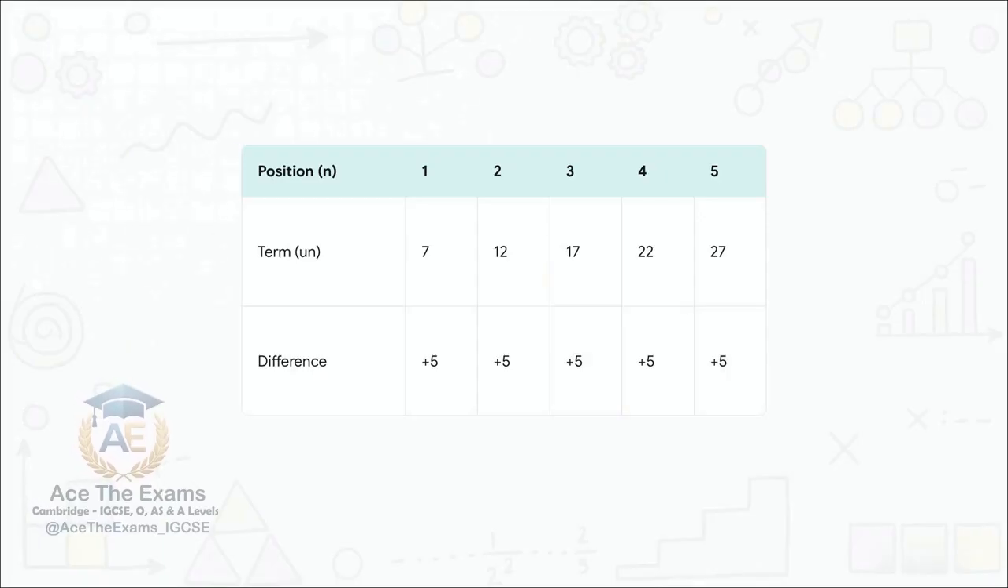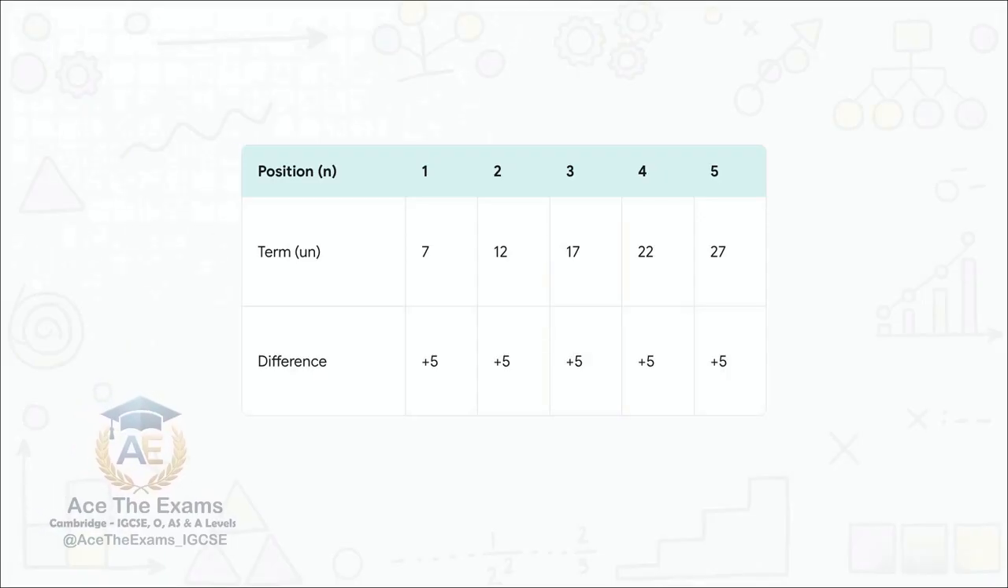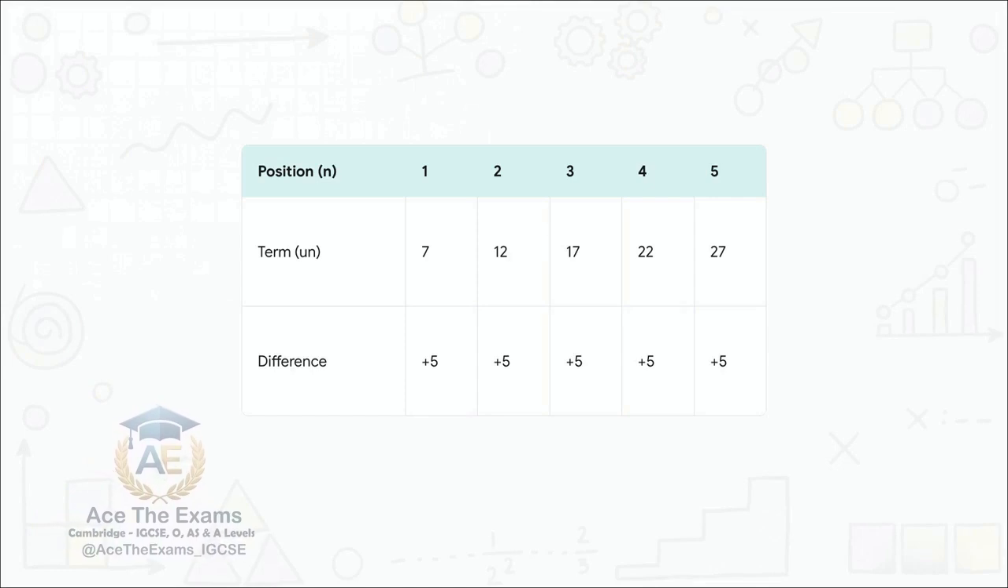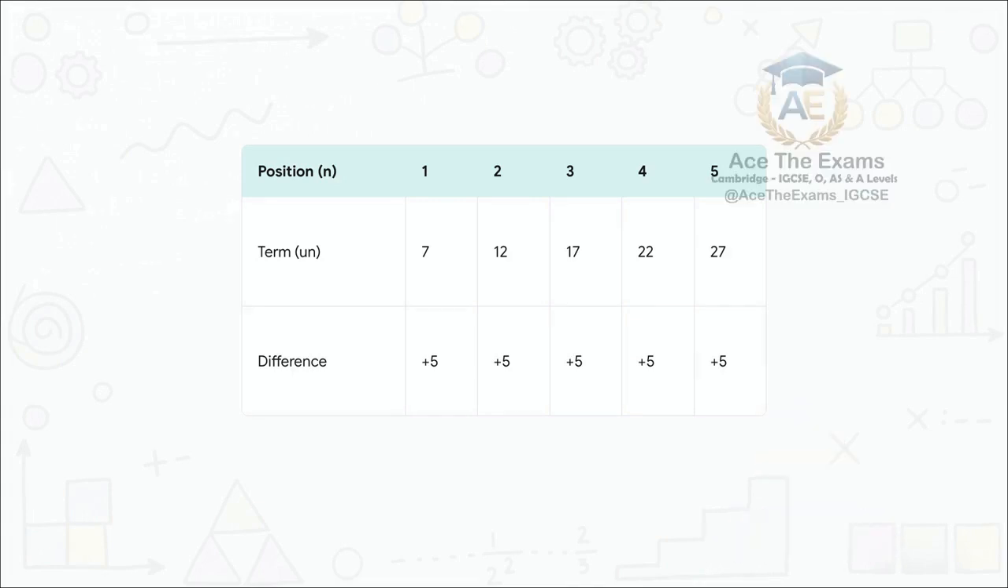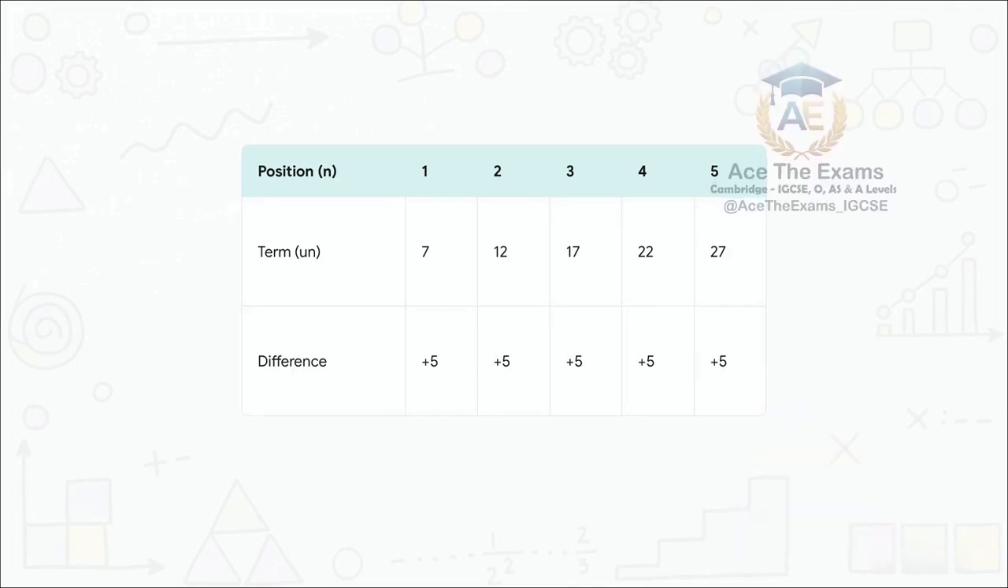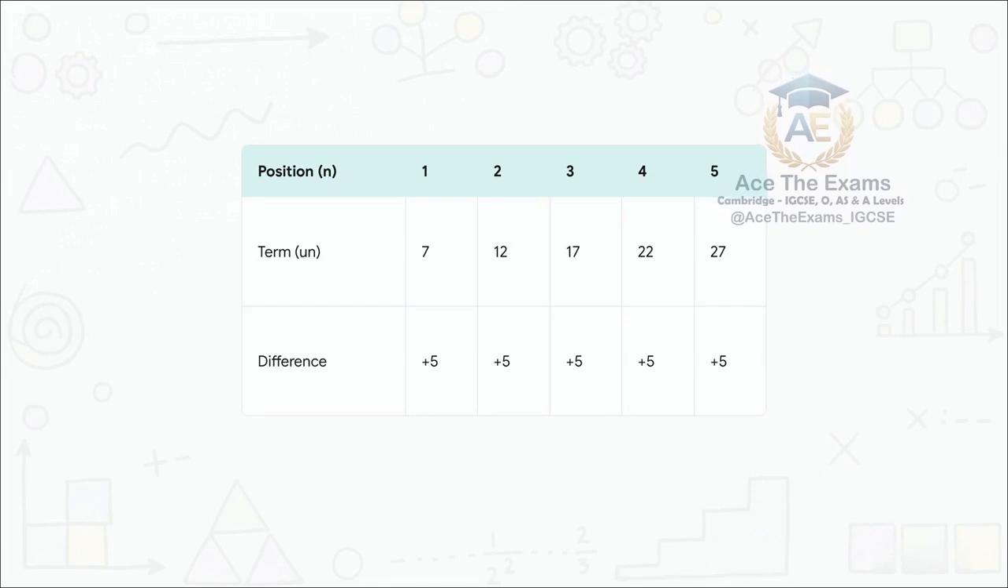All right, let's look at the formula. Notice how our common difference of 5 becomes the exact multiplier for n. Because we add 5 for every new position n, our formula instantly starts with 5n. But wait, if we just use 5n, the first position would be 5 times 1, which is 5.